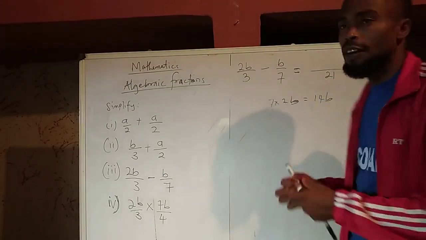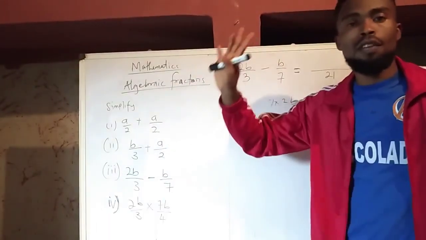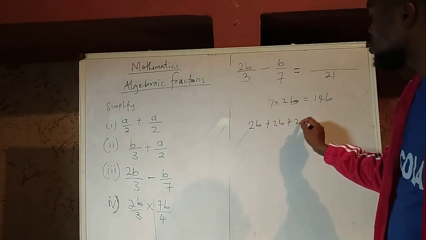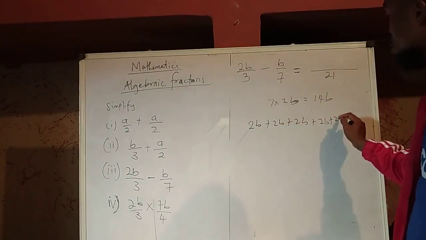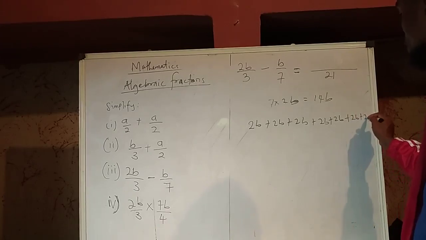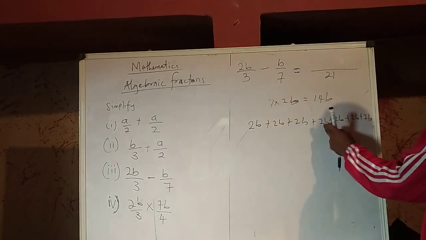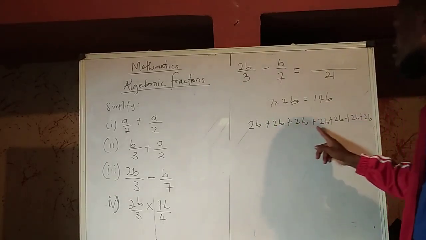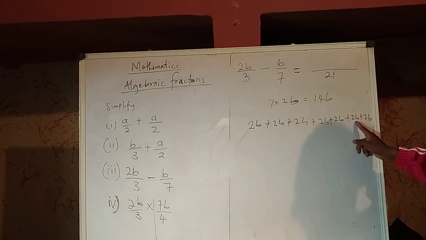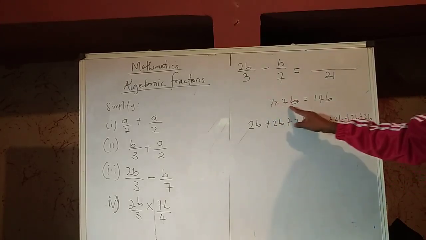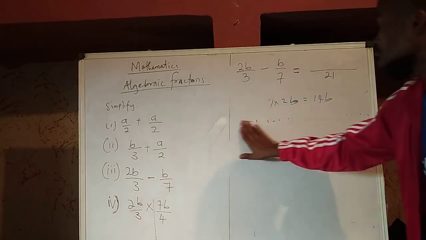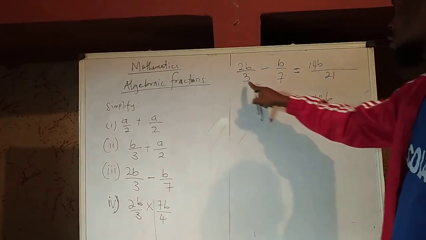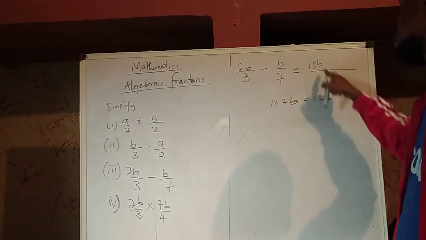That means if we have 2b's in 7 places, that's what this means: 2b plus 2b plus 2b plus 2b plus 2b. Sorry, I have to do this, in case: 1, 2, 3, 4, 5, 6, 7. So let's add: 2b plus 2b is 4b, 6b, 8b, 10b, 12b, 14b. So that's why 7 times 2b is 14b. So we are going to get 14b here.